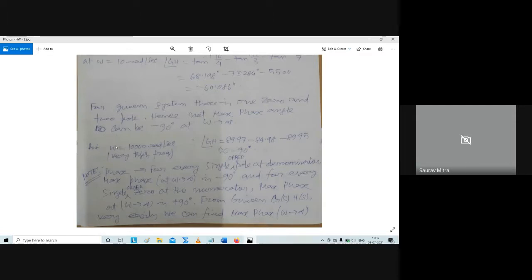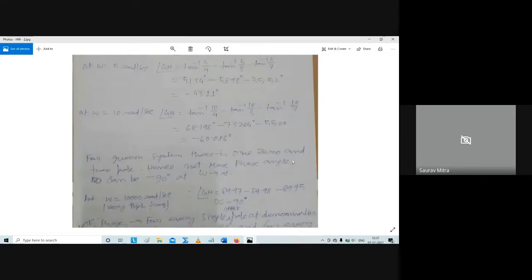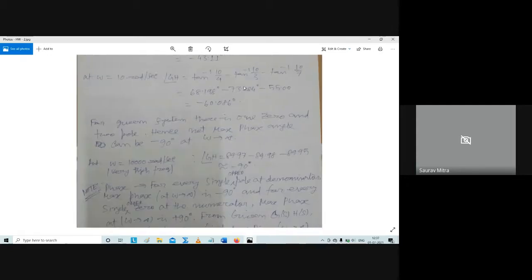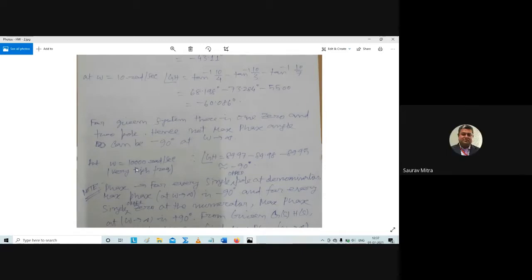Same thing you can find out by putting an extremely high omega. So if you are putting extremely high omega in this equation, whatever equation you have, that is tan inverse omega by 4 minus tan inverse omega by 3 minus tan inverse omega by 7. So substitute omega is equal to 10,000 radian per second. You'll be finding that omega by 4 is going to give you 89.97, almost 90.